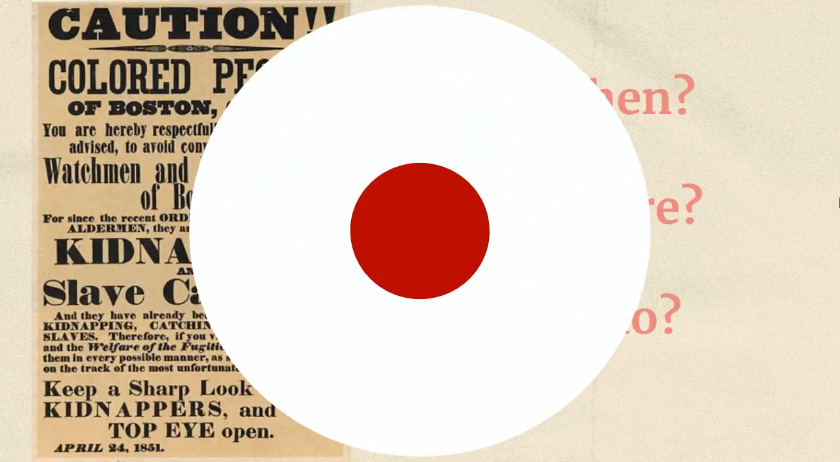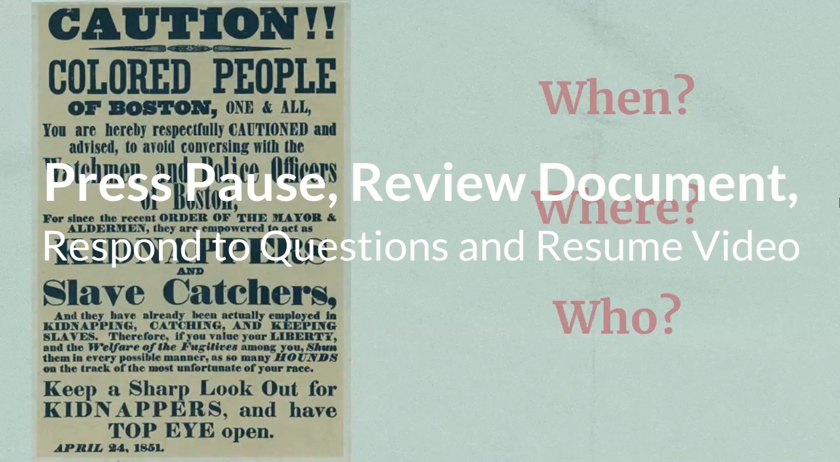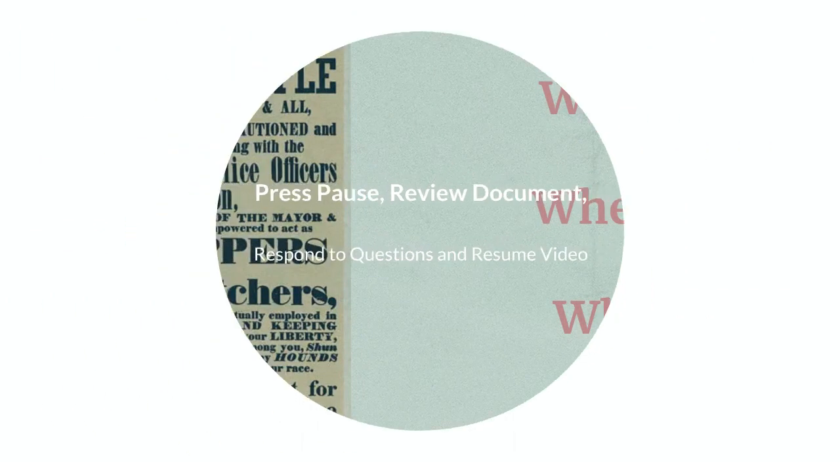So this is a primary source document, and it's related to what? To get to the what, let's take a look at some of these ideas. When was it? Can you make out when this document was from? And assuming you took a look at it, you see April 24th, 1951, which, if we put into context, is not long after the Compromise of 1850.